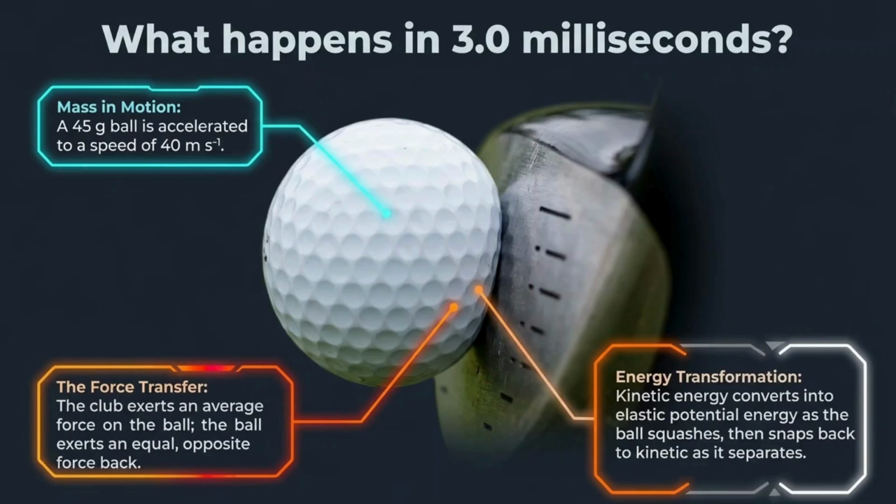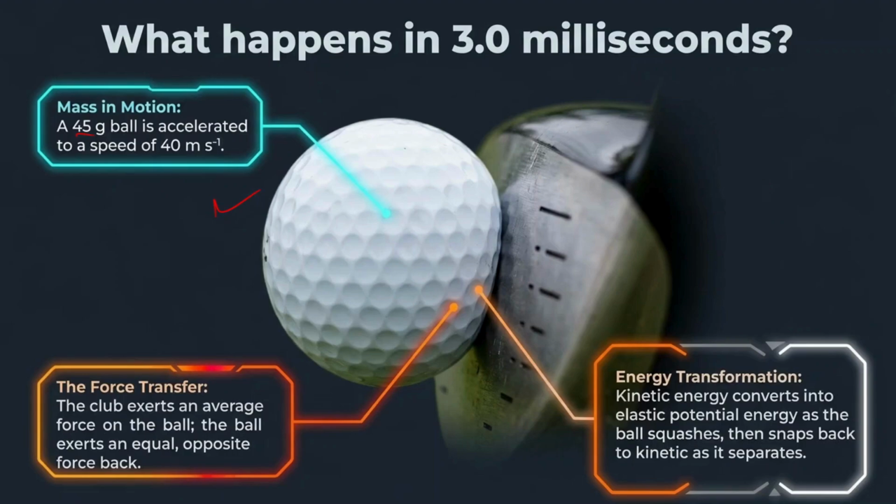Now, look at this picture. A ball of mass 45 gram is hitting the club. The entire collision happened in only about 3 milliseconds. That is incredibly fast. But even during this tiny interval, several things are happening.